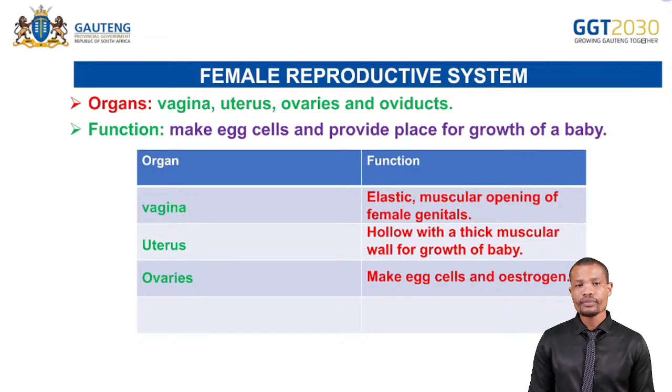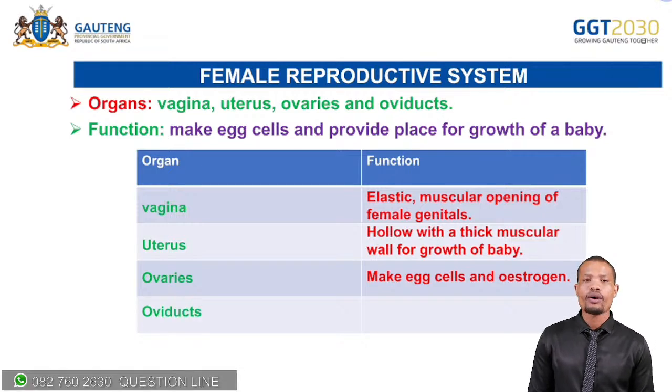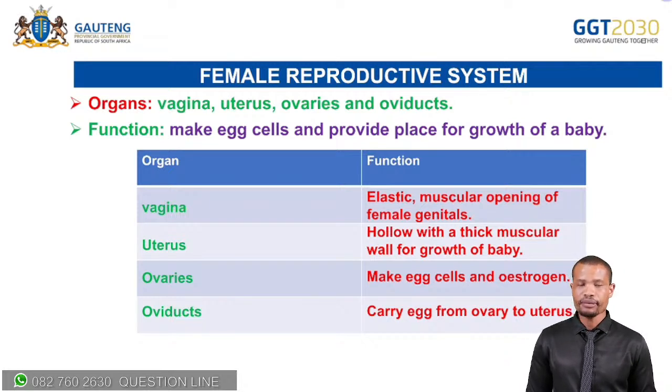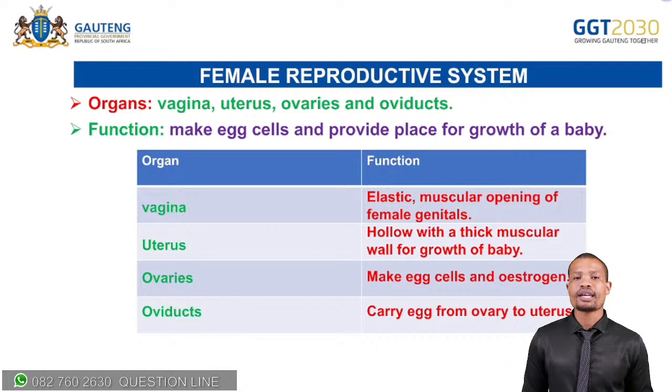Let's move on. We have the oviducts or fallopian tubes. What do they do? They carry an egg from the ovary to the uterus. So let's just go through these once again.